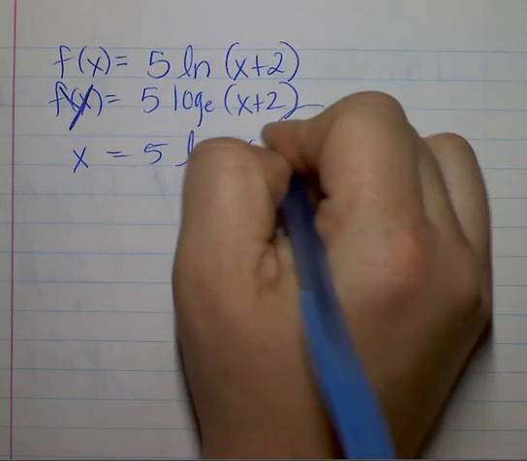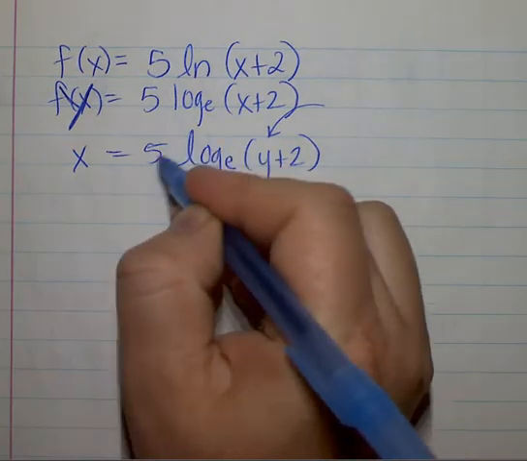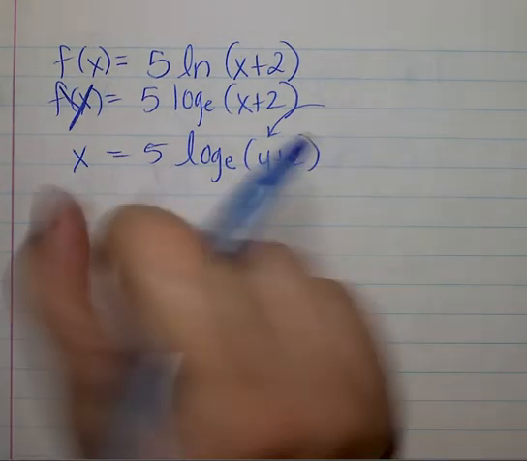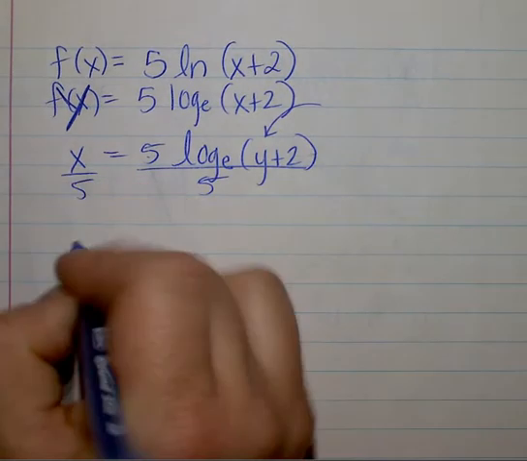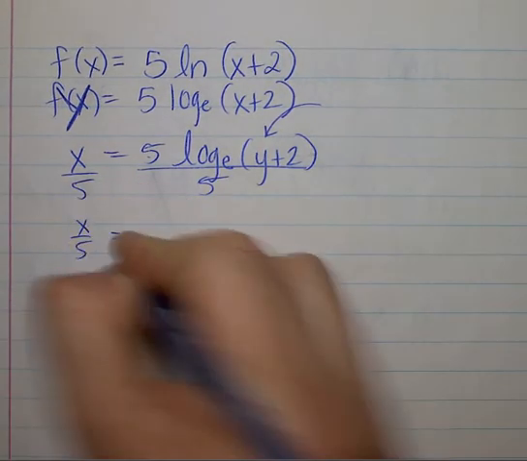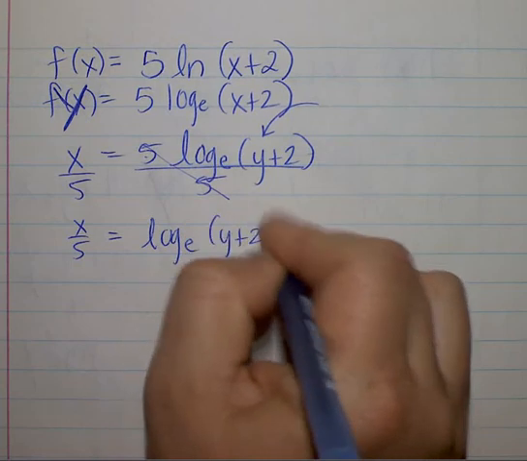We want to isolate the y at this point. So how do we do that? Well, I'm going to start by getting rid of the 5 on the outside. 5 is being multiplied by this quantity. Let's divide by 5. So x divided by 5 equals log base e of y plus 2.